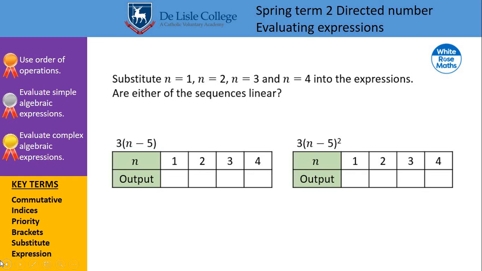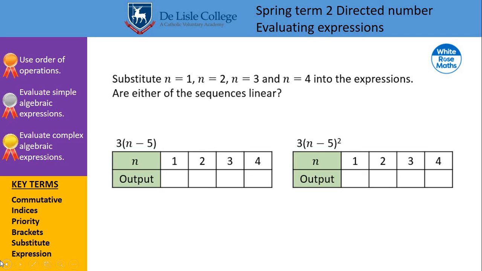Okay, well, welcome back then, and looking at this now, if we have to substitute 1, 2, 3 and 4 into the expressions, let's see, on the left hand side, when n equals 1, we'd have 1 minus 5, which is minus 4, times 3 gets us to minus 12. Then when n equals 2, we get 2 minus 5 is minus 3, times 3 is minus 9. Substitute 3 in, 3 minus 5 is minus 2, times 3, minus 6, and then finally with 4, 4 minus 5, minus 1, times 3 is minus 3. So we should have left to right as our outputs, minus 12, minus 9, minus 6, minus 3.